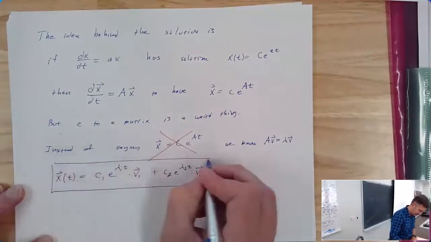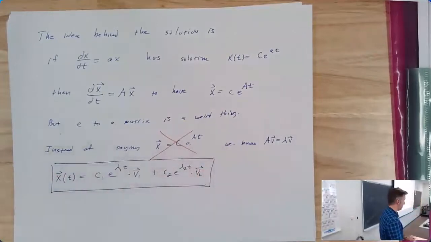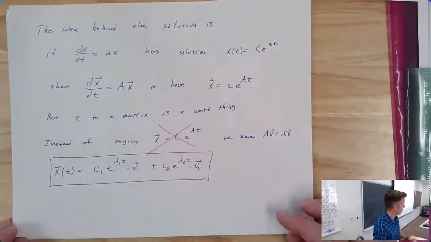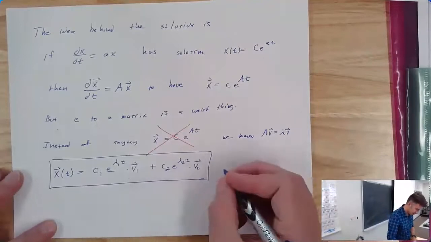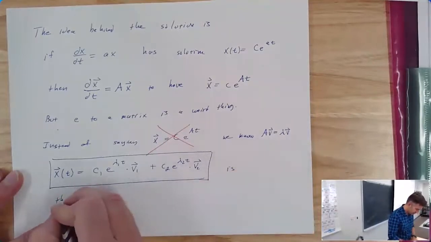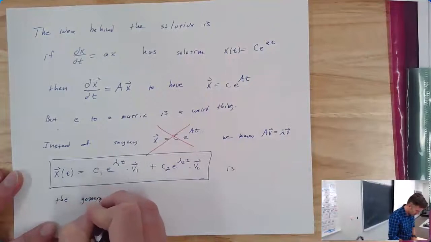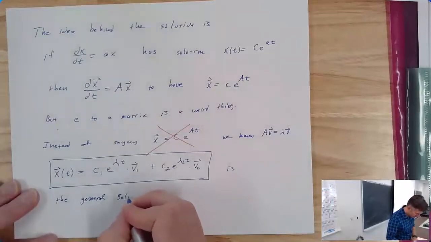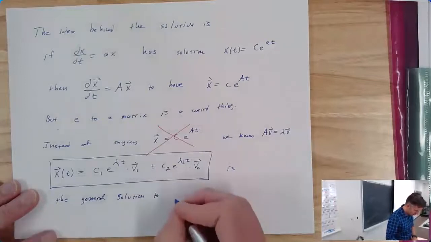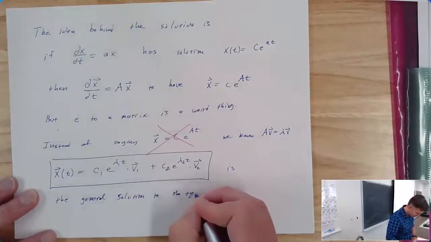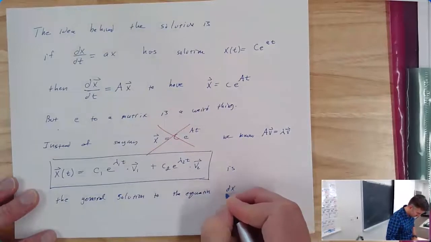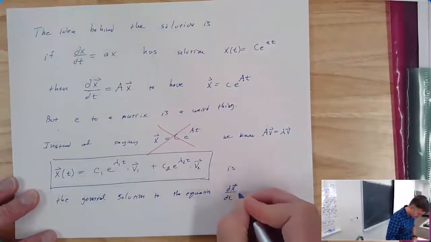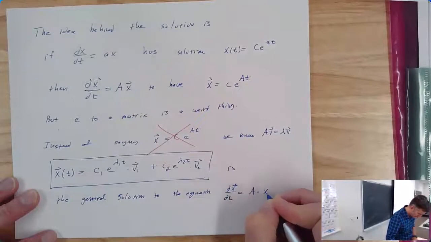You're going to see this 1,000 times. You definitely don't want to memorize it right now. You probably haven't seen it yet in the class, and that's totally fine, but this is where things are going. This is the general solution, meaning c1 and c2 can be anything until you plug in some values to find particular values. This is the general solution to the equation dx/dt equal to A times x.